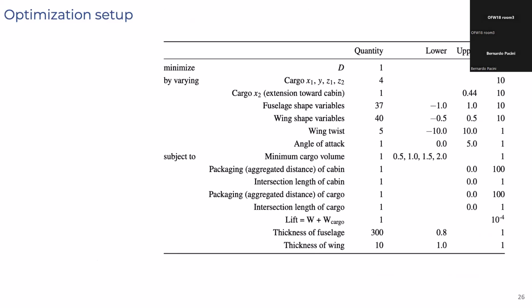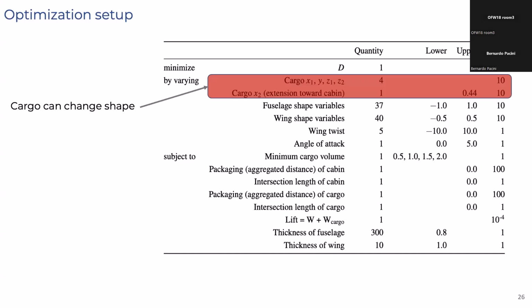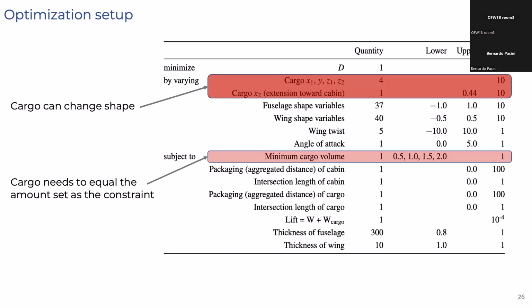We have some constraints on that cargo volume and packaging requirements, as well as the trim: the lift of the vehicle has to equal the weight of the vehicle plus cargo, and some thickness constraints on the wing and fuselage. I want to note here that the cargo can change shape, it's dynamic, and we impose a constraint on the size so we can target different mission types if a passenger needs, for example, 0.5 meters cubed of volume or 2 meters cubed of volume.